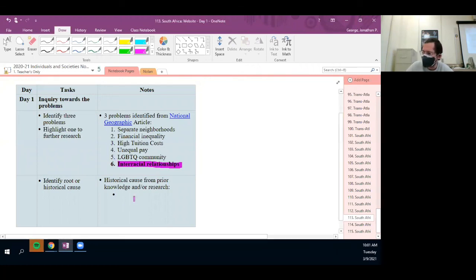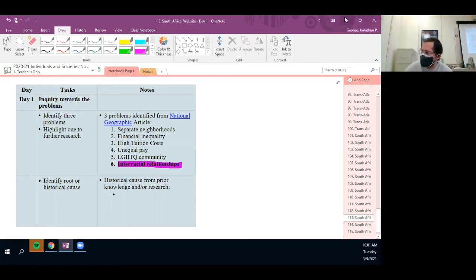So that is your job during your asynchronous work. Make sure you've got your list based on your reading. Make sure you've identified one and highlighted it. And then research and identify what is the root cause. If you don't know what the root cause is, you're going to have to research and look it up. See what you can figure out. Look at some more of the history and maybe type that question: why is there segregation in South Africa today? And see what those resources say.